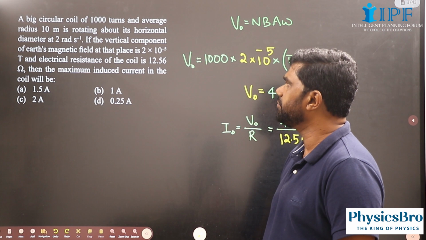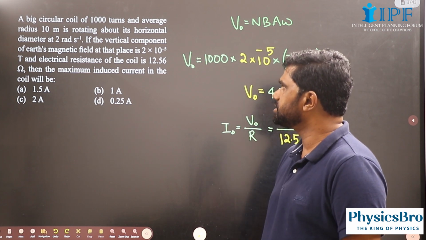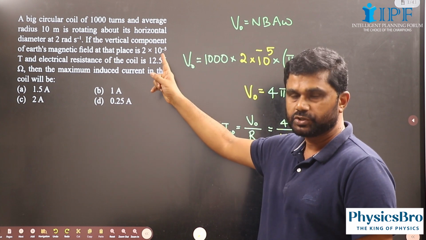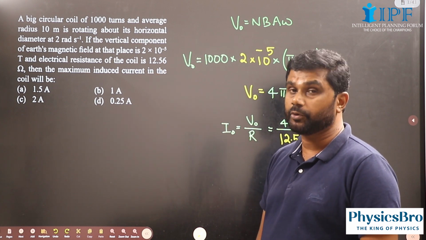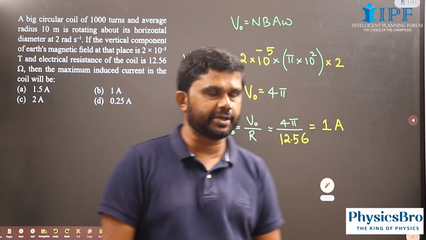The vertical component of Earth's magnetic field at the place is 2 into 10 raised to minus 5 Tesla, and the electrical resistance of the coil is 12.56. 12.56 is actually 4 into 3.14. Then the maximum induced current in the coil will be?